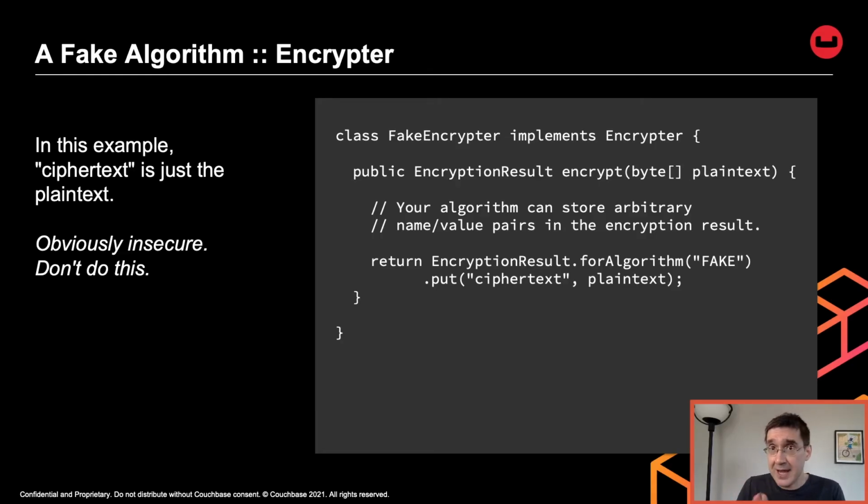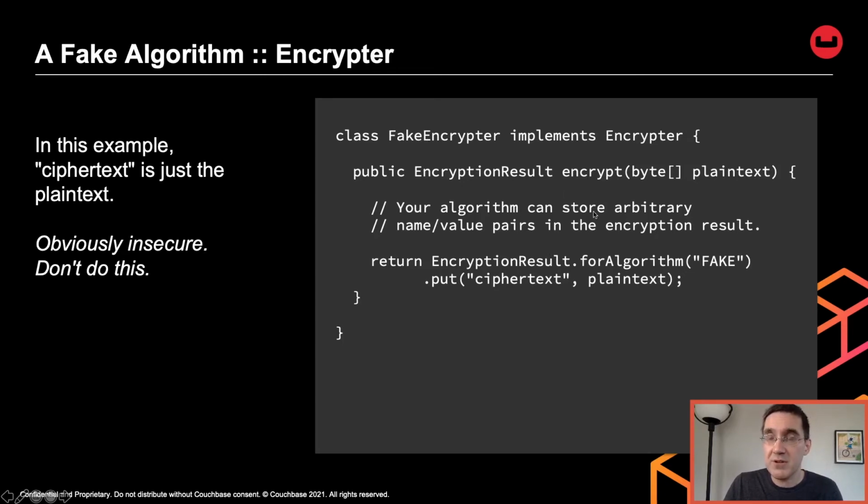So for this example, we're going to have a fake encryptor that doesn't do anything. It's like a no-op. The plain text is the same as the ciphertext. Of course, this is obviously insecure. Don't do this. But this is an example of how you would implement the encryptor interface to make an encryptor for your own algorithm. So our fake encryptor, what does it do?